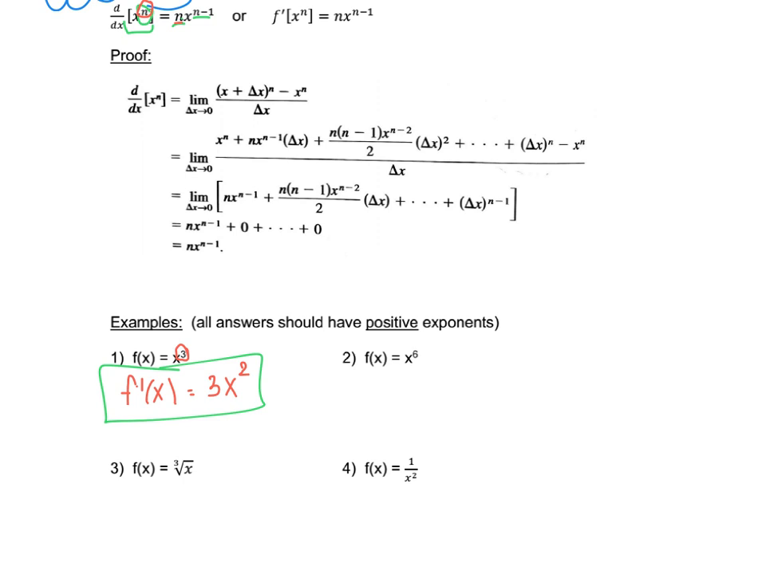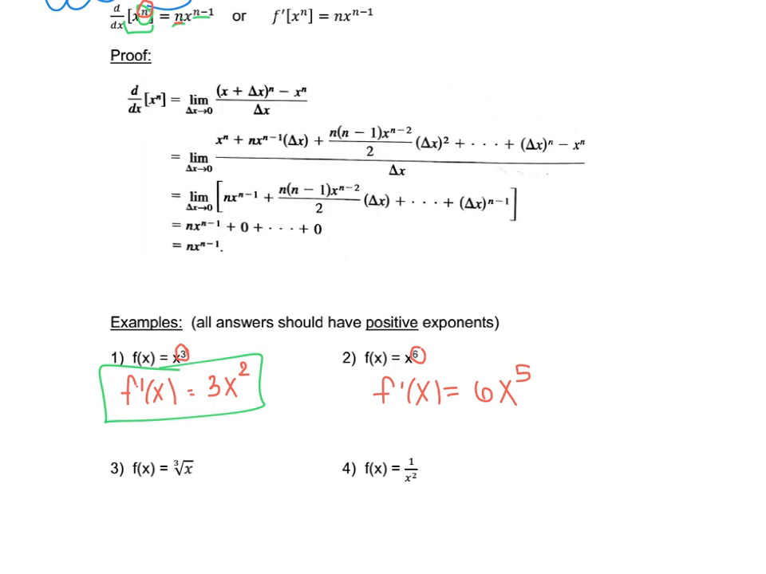So let's look at number 2. We've got f of x equals x to the 6th. That means f prime of x equals, so remember the exponent comes down, the 6 comes down, it's the new coefficient, and the power is 1 less than the original.